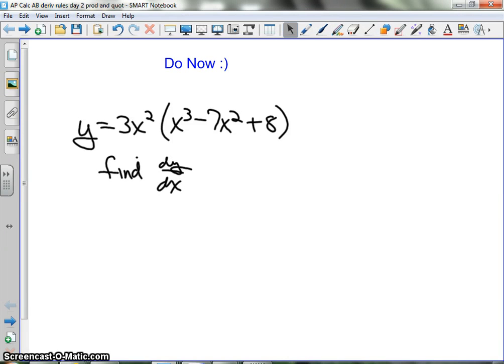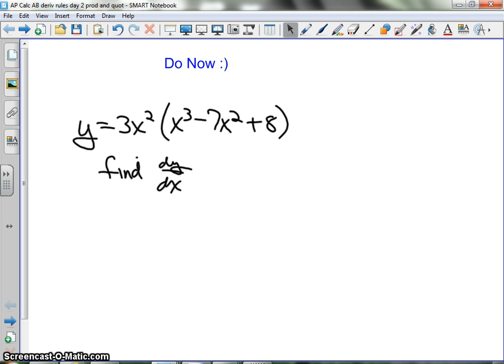Hi, in today's lesson we're going to continue on with our exploration of derivative rules, and we're going to start with a do now problem here. Y equal to 3x squared times the quantity x cubed minus 7x squared plus 8. Find dy dx. So why don't you take a couple minutes, pause the video, find that derivative, and when you're ready restart the video and we'll go through the derivative together.